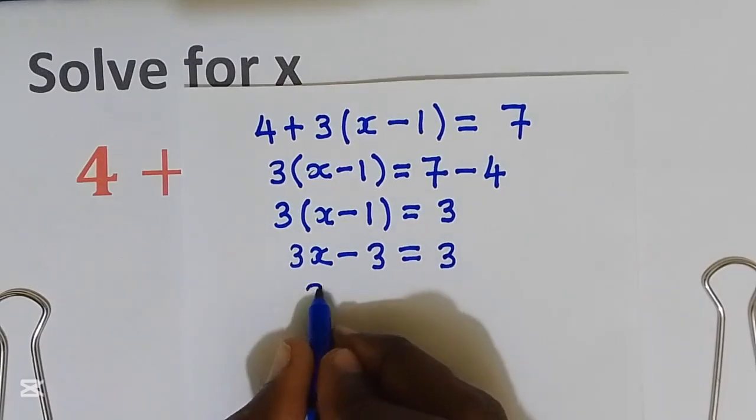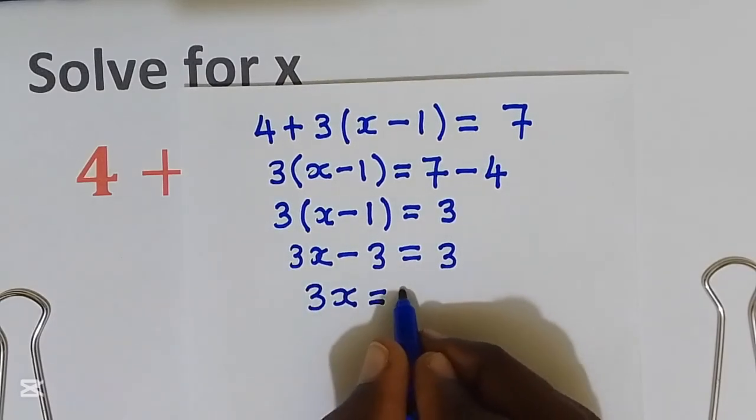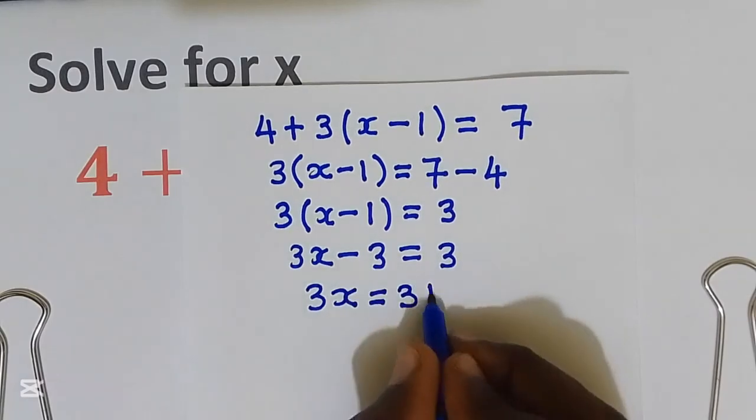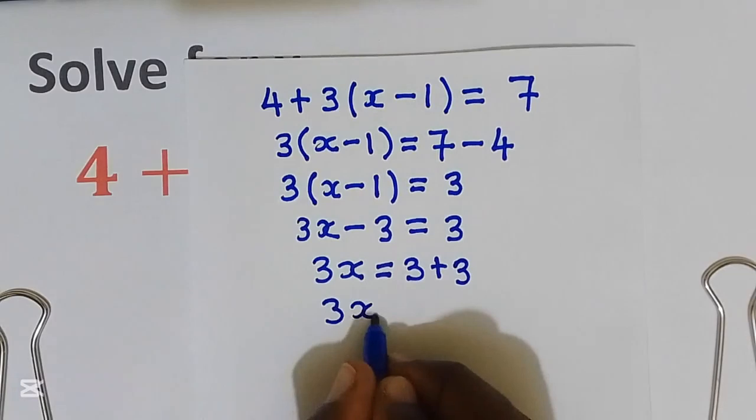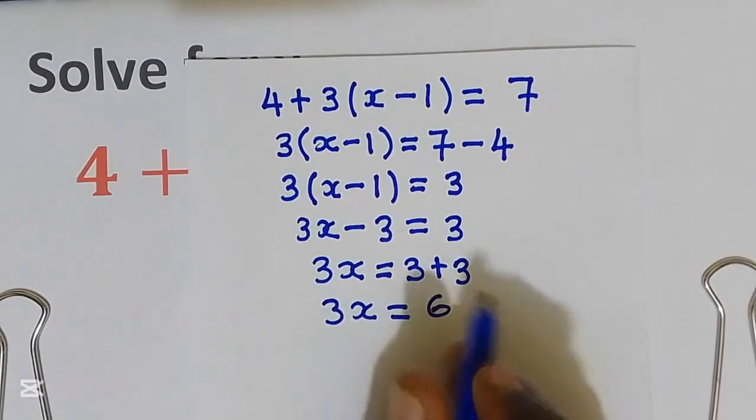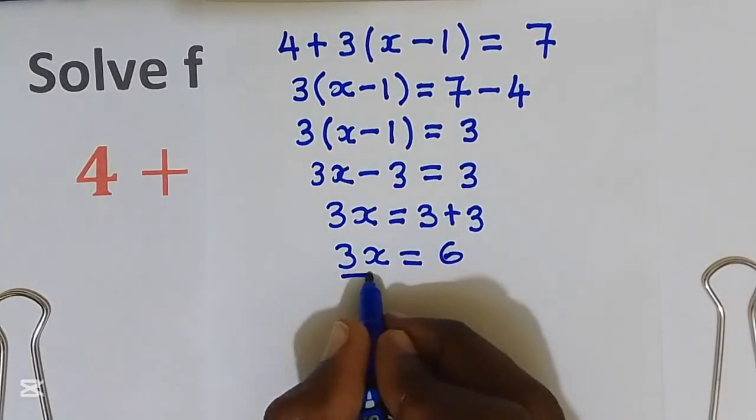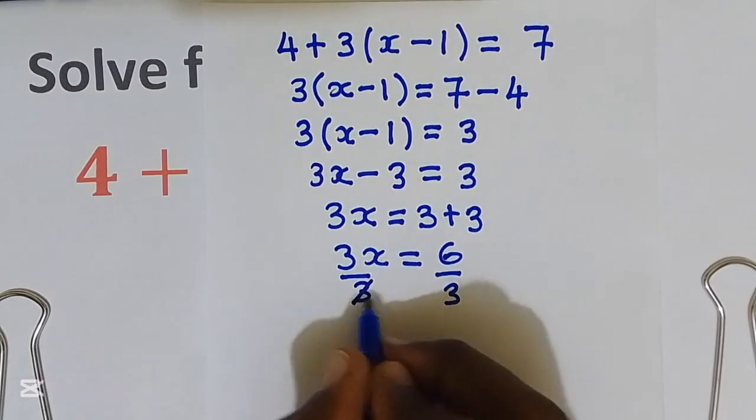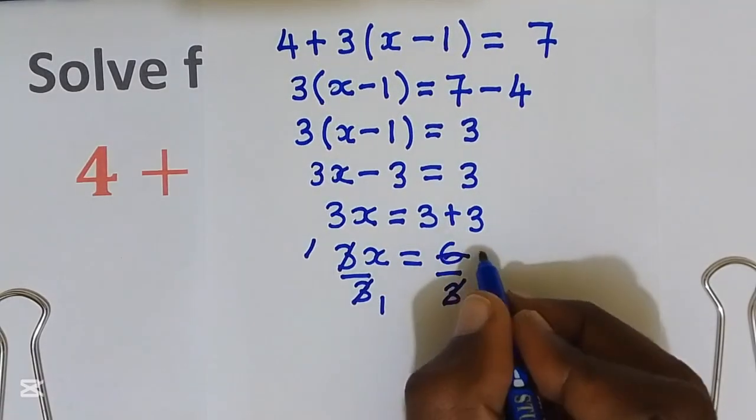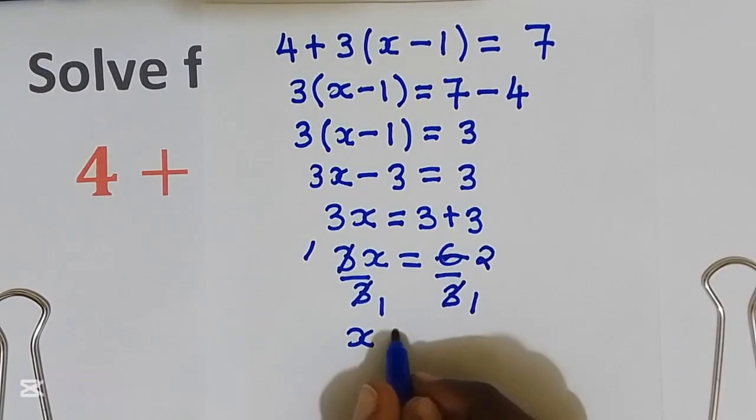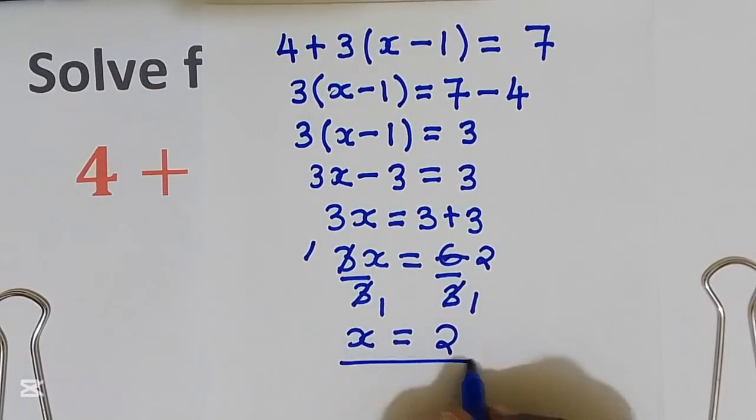That is going to be 3x. This is equal to 3 plus 3. We got 3x equal to 6. Divided by 3, divide by 3. By 3, 1. By 3, it's 1. By 3, we got 2. So the value of x is equal to 2.